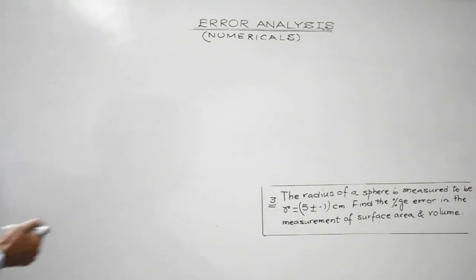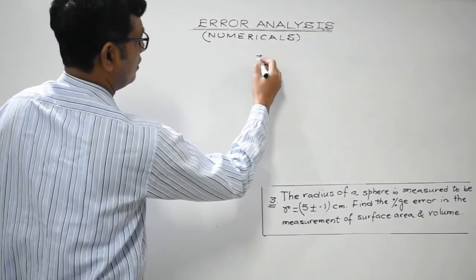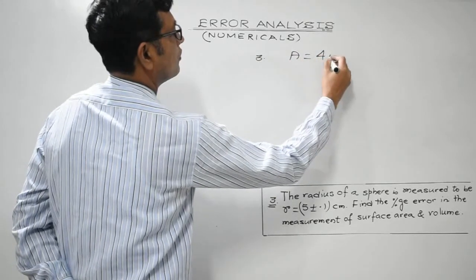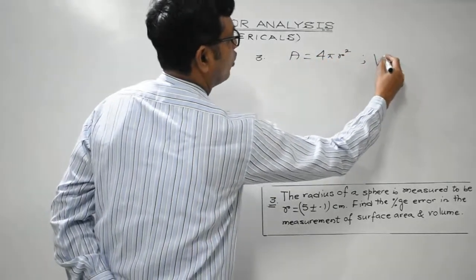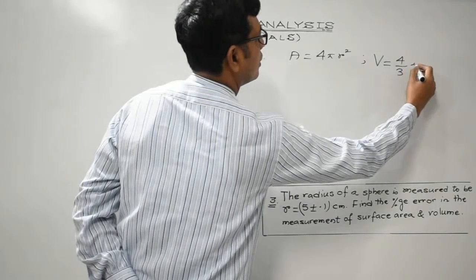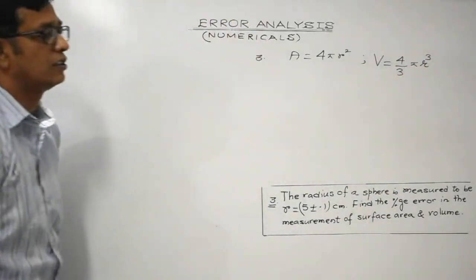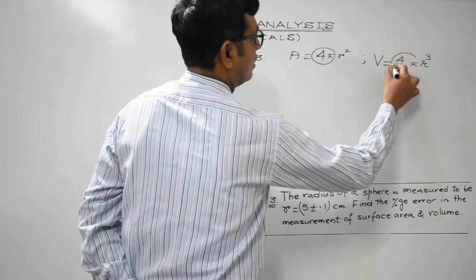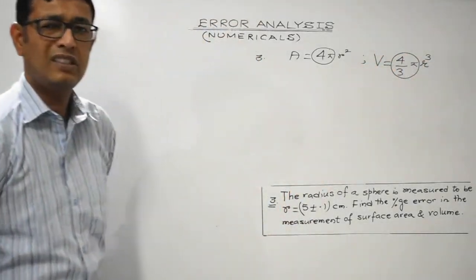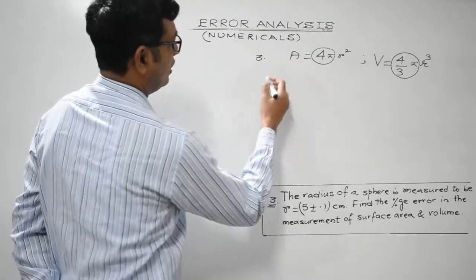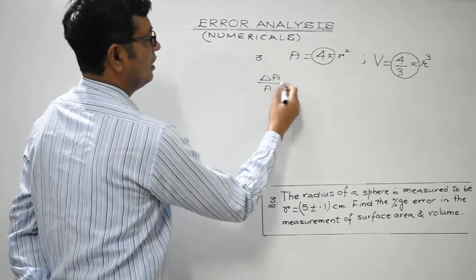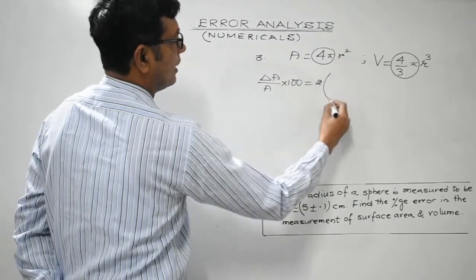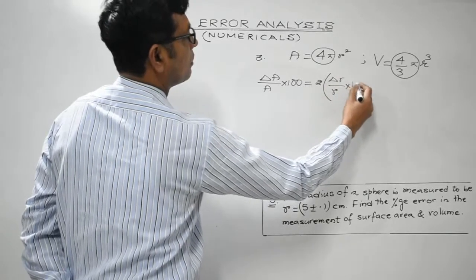So let's try to solve it. Third one. Let's solve it over here. This is the formula for the surface area, 4 pi r square, while volume, we are aware, is 4 by 3 pi r cube. This is the formula, isn't it? So, this being constant, while finding error a constant term doesn't play any role. So, let's find out the percent error in the area. Del A by A multiplied by 100 will be equal to, since it is r to the power 2, 2 times del r by r multiplied by 100.